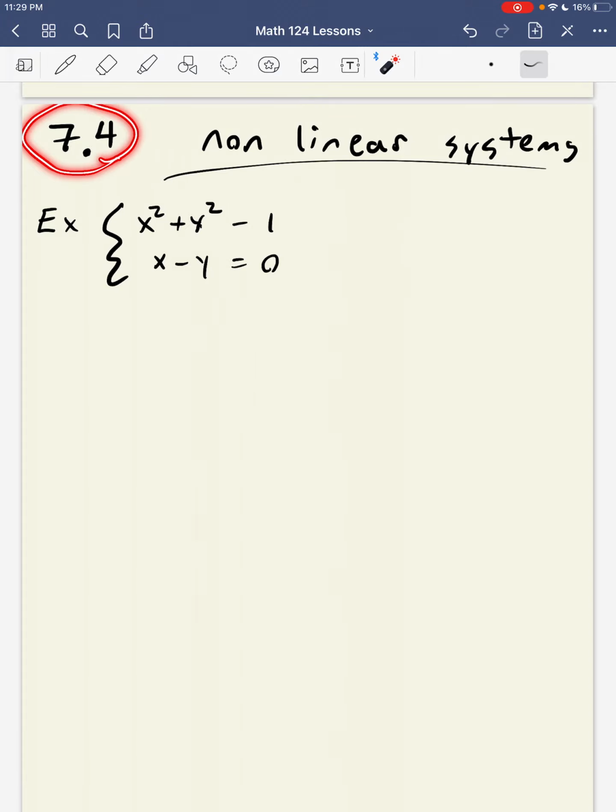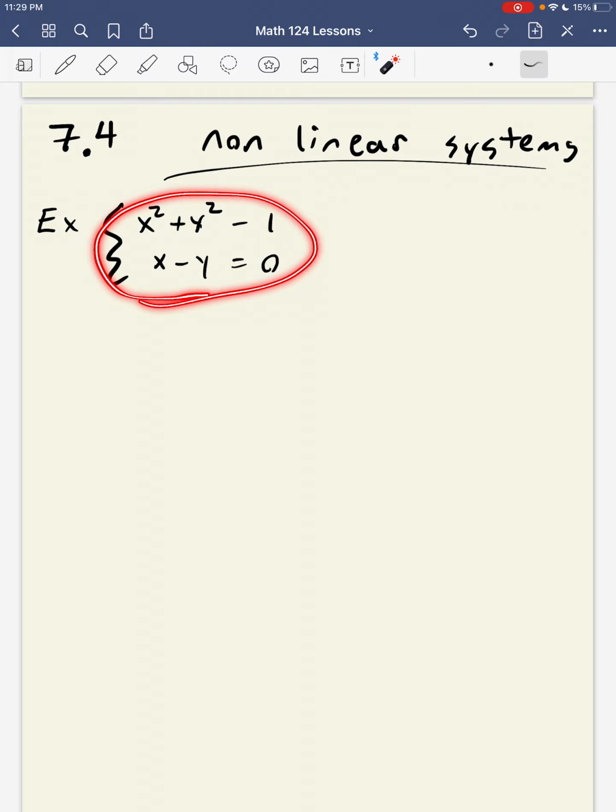Hello class, this is lesson 7.4 where we will learn about nonlinear systems. So I wrote a nonlinear system here, and it's just a system where at least one of the equations is not linear. As you can see, equation 1 is not linear because some of the variables are squared. Although equation 2 is a linear equation, since at least one of them was nonlinear, the system as a whole is a nonlinear system.